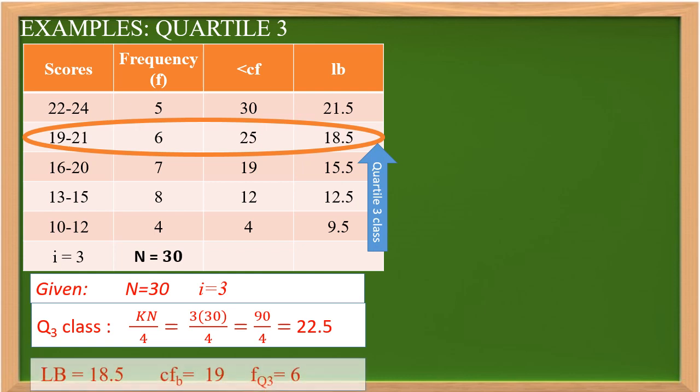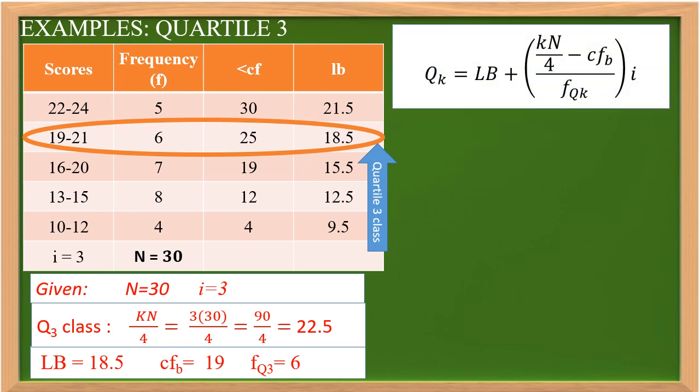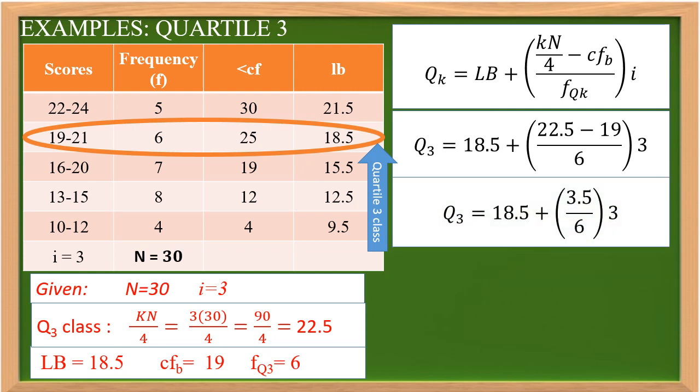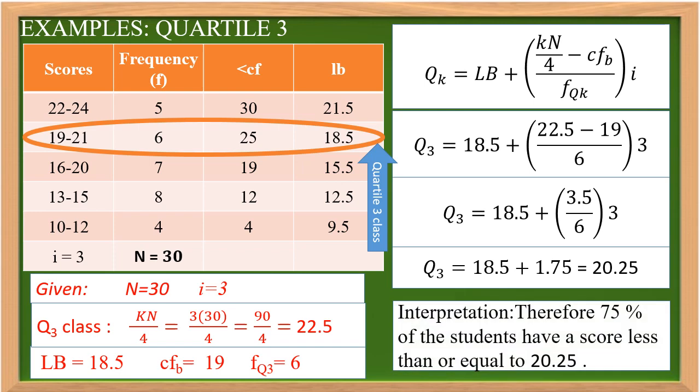Other values needed: LB is equal to 18.5, CFB equals 19, and the frequency is equal to 6. Substituting all the values in the formula, we have 18.5, which is your LB, plus KN over 4, which is 22.5, minus 19, which is CFB, over the frequency 6, times the interval 3, is equal to 18.5 plus 22.5 minus 19, which is 3.5, over 6 times 3, which is equal to 18.5 plus 3.5 times 3 over 6, which is 1.75, and 18.5 plus 1.75 is equal to 20.25. Therefore, 75% of the students have a score less than or equal to 20.25.